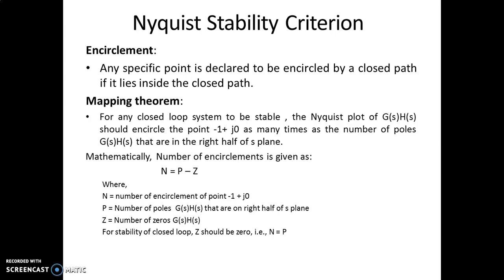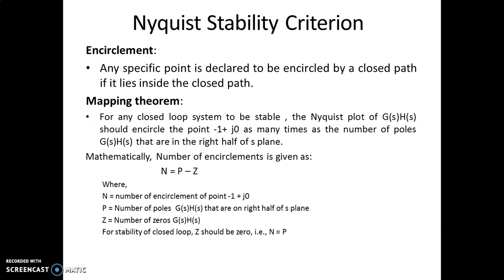Another one is the mapping theorem. For a closed loop system to be stable, the Nyquist plot of G of S into H of S should encircle the point -1 plus j0 as many times as the number of poles of G of S into H of S that are in the right half of the S plane.